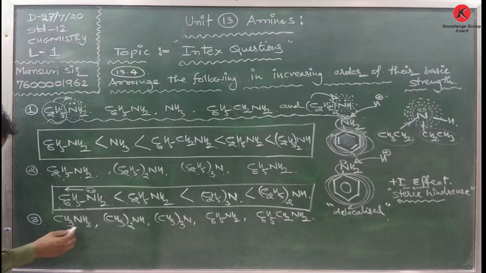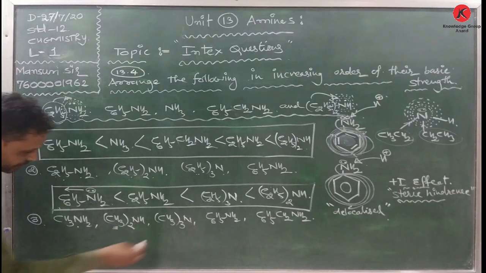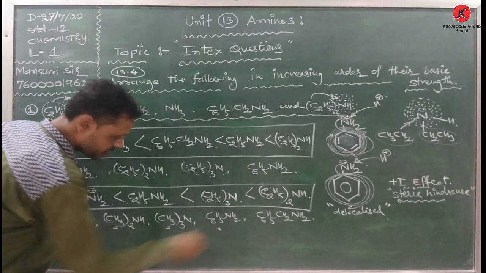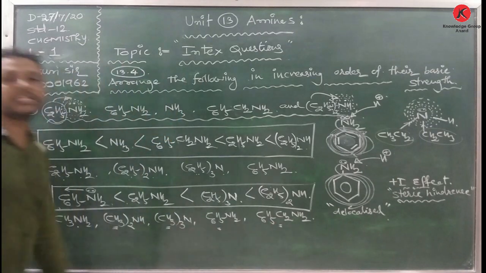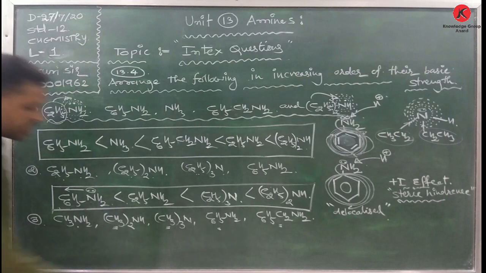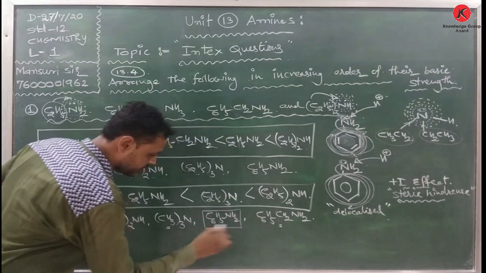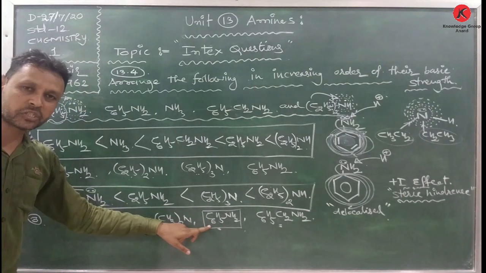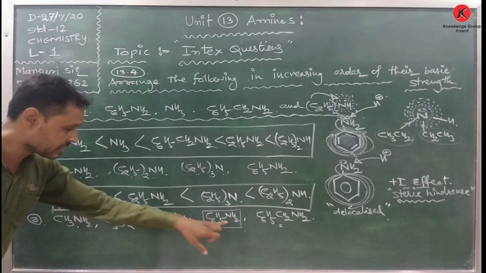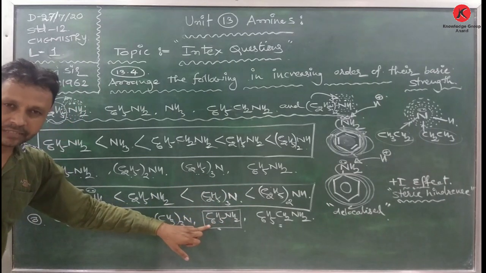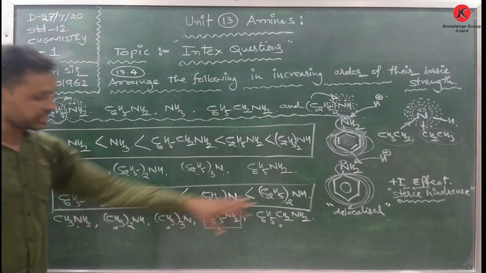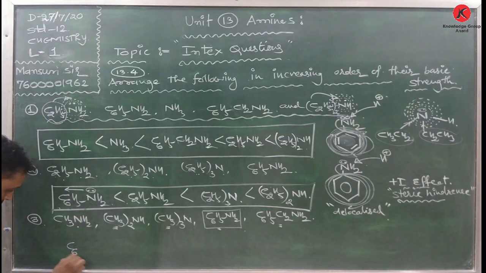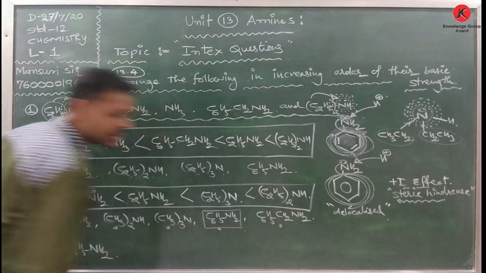Okay, now here methylamine, dimethylamine, trimethylamine, aniline and benzylamine. As you know very well, here aniline is an aromatic amine, and this phenyl group shows a minus I effect, that is why aniline shows the least basicity in this group. So C6H5NH2.